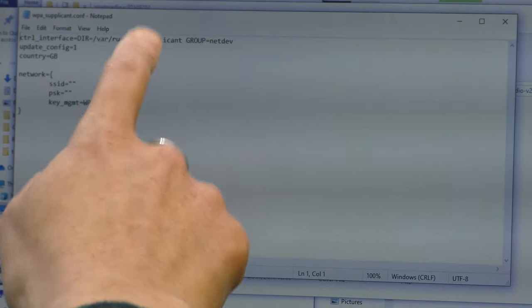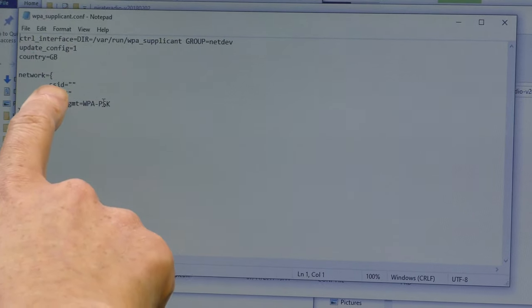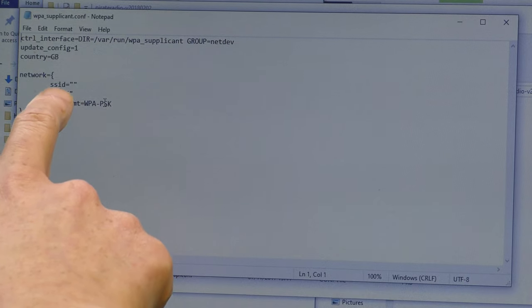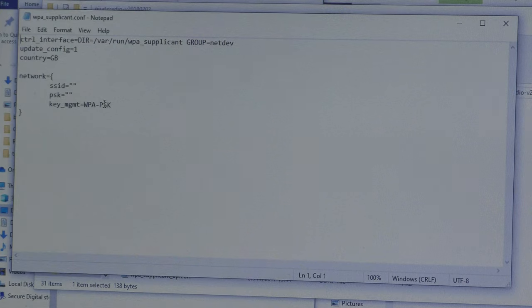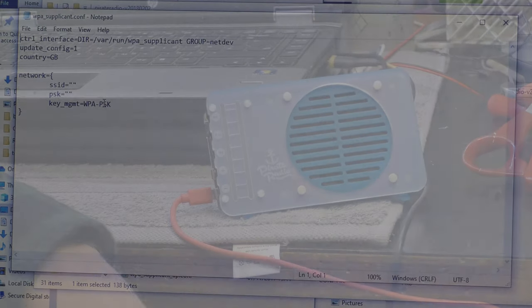So I've opened it up in Notepad. There's your PSK, SSID. I assume you put them in the brackets. I think I know about computers, but often I don't. So, right, okay. Get on with that.